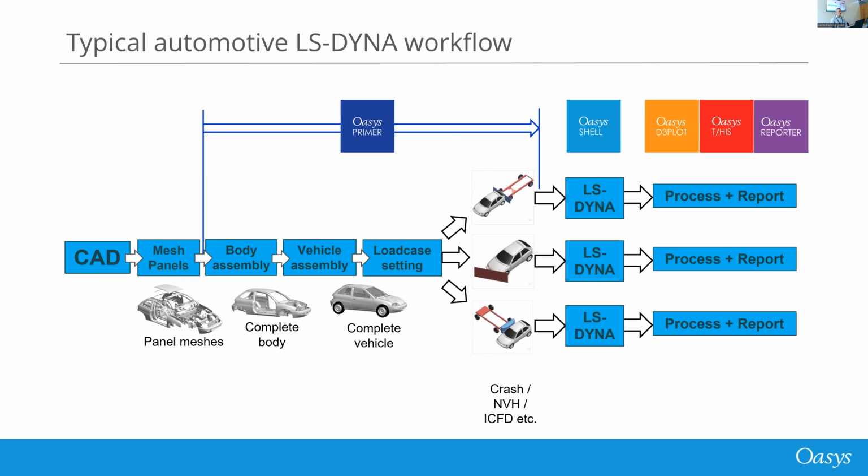So, where do we fit in a typical automotive LS-DYNA workflow? First of all, you would have some CAD, and you would mesh that CAD in preparation for a finite element simulation. And after that stage, that is where Primer would come in, after the main meshing. We do have a mesher within Primer, but it's primarily for mesh modification, sort of filling in holes, remeshing around features such as connections and so on.